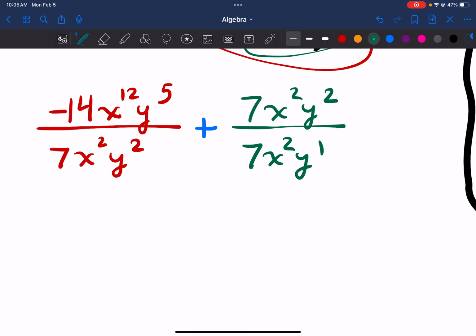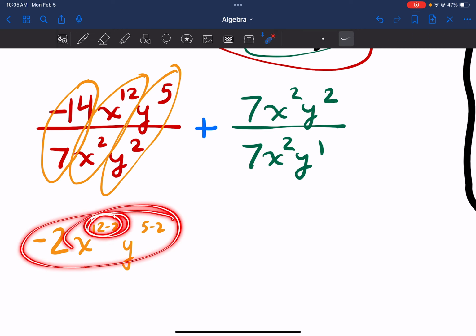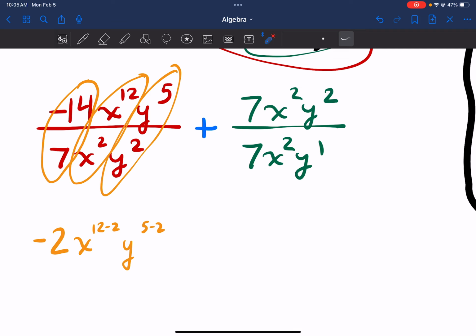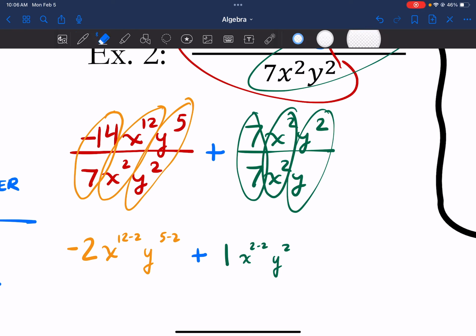Now from here, we're going to simplify. Take it in pieces. Negative 14 divided by 7 is negative 2. Over here, this becomes x to the 12 minus 2. This becomes y to the 5 minus 2. If you do not want to show this step and you just want to do the subtraction immediately, you can. I don't always recommend it, because this way you can keep track of your work, but it's up to you. And then here, we have a 1, x to the 2 minus 2, and then we have y to the 2 minus 2. Oops, I think I wrote that wrong. This should be a 2 minus 2.